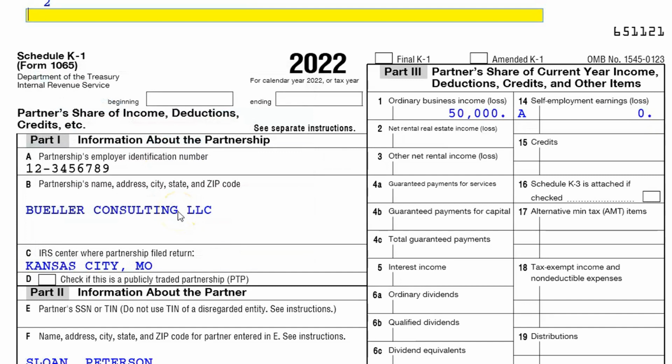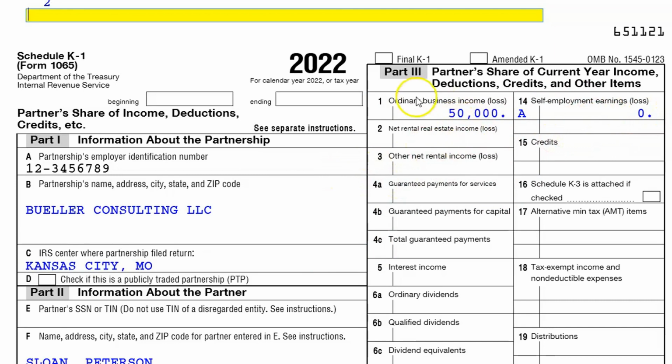Now let's go to Sloan and what her K1 looks like. Remember, she is passive, okay? She's a 50% owner, so she has to report this $50,000 on her personal tax return. Remember, Ferris and Sloan are both married, but she's passive. By her being passive, look at this, there are no self-employment earnings. So when she records all this on her personal return, her portion is not subject to self-employment tax, only Ferris's.